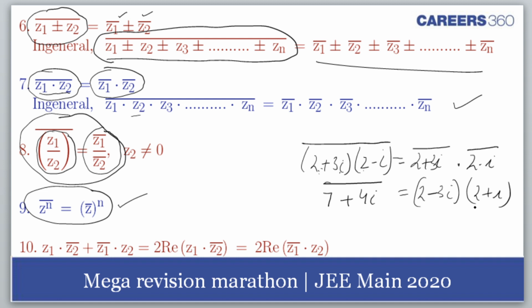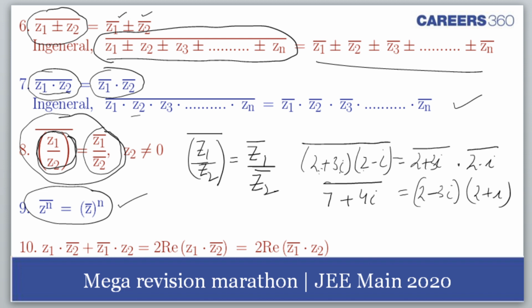Okay, eighth one, once again, eighth is Z1 upon Z2. We first write Z1 upon Z2 in A plus iota B form. Once I have written this in A plus iota B form, then I take its conjugate. That is the left hand side. This is equal to conjugate of the numerator upon conjugate of the denominator. Am I right? Yes. So this way we have done the properties of conjugate.